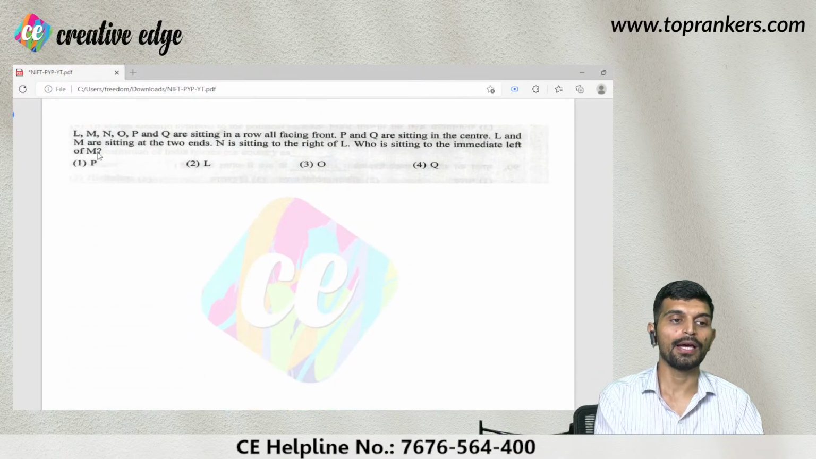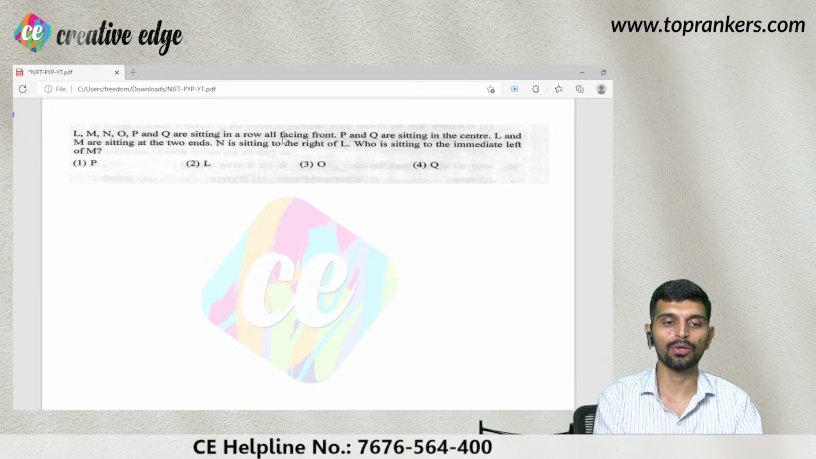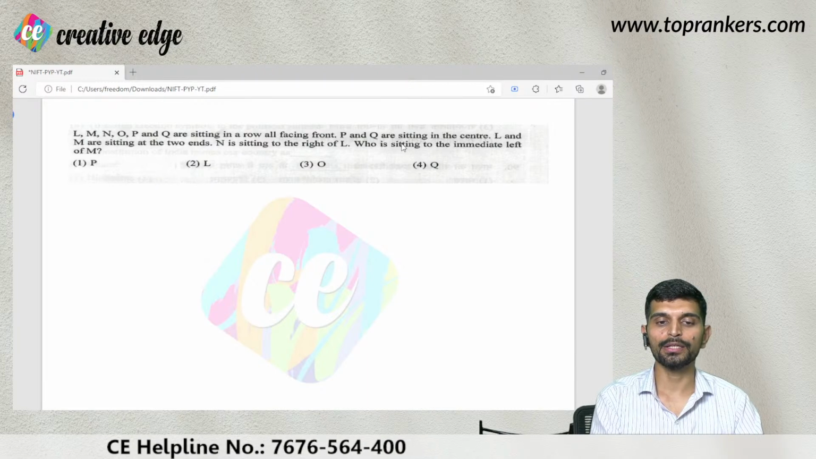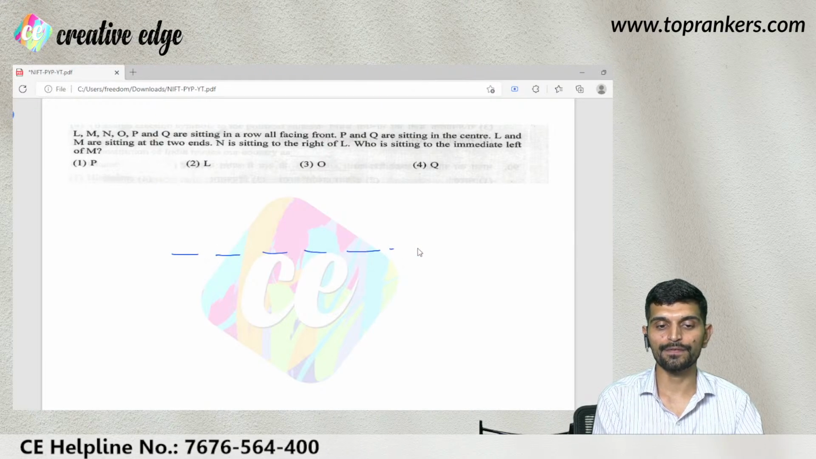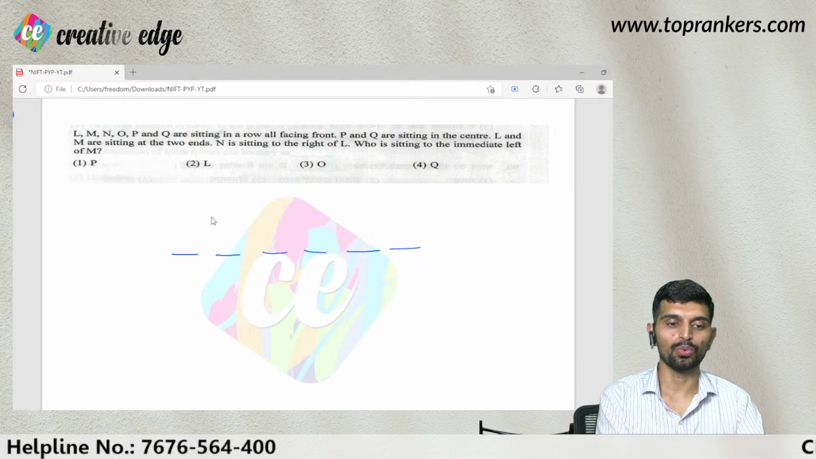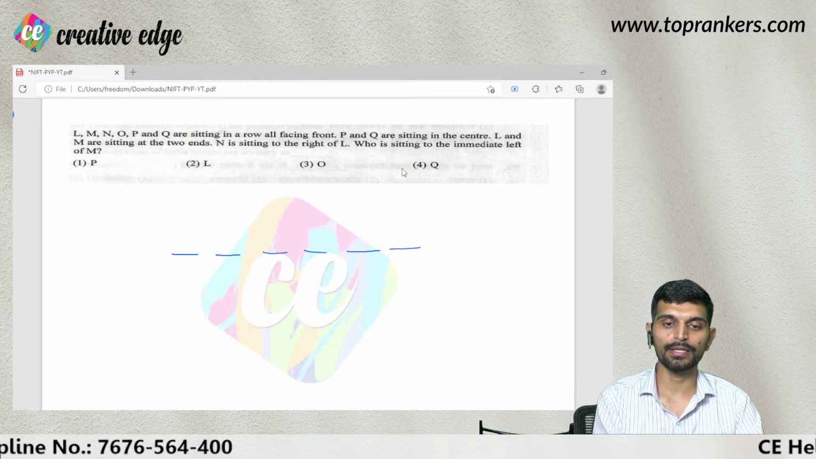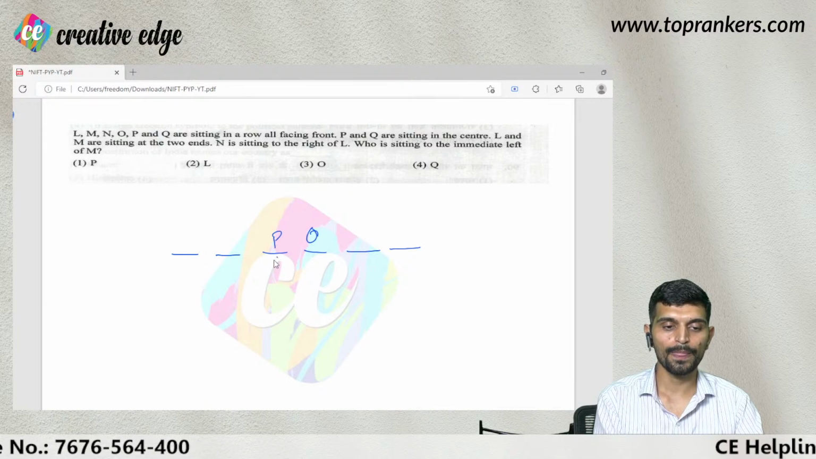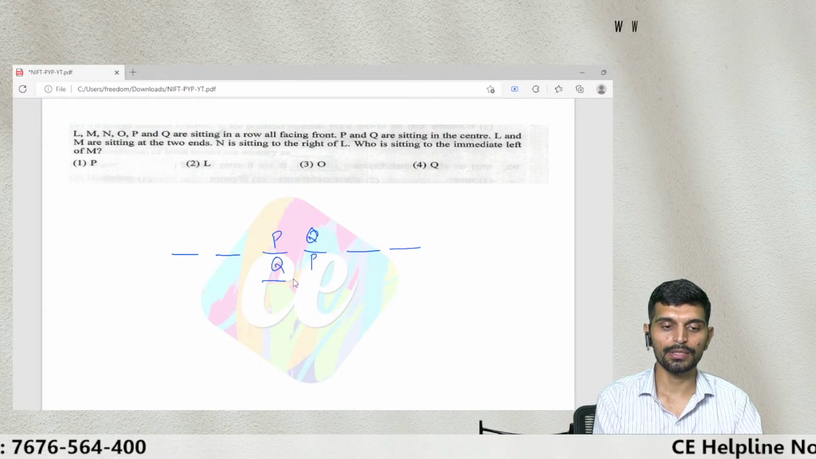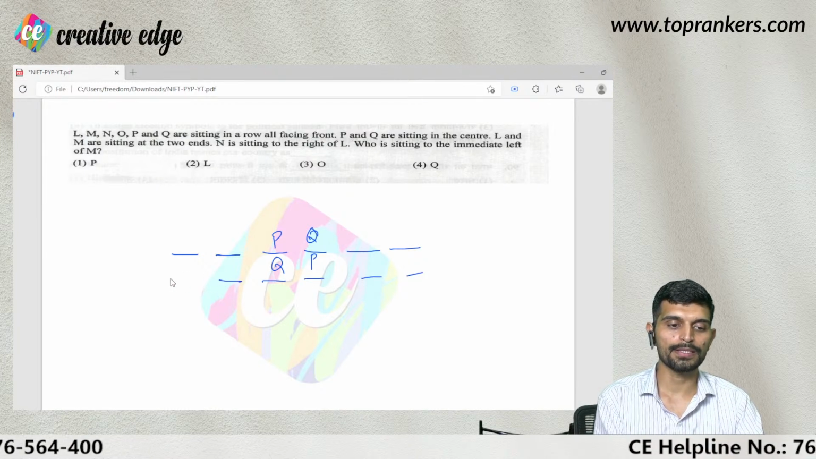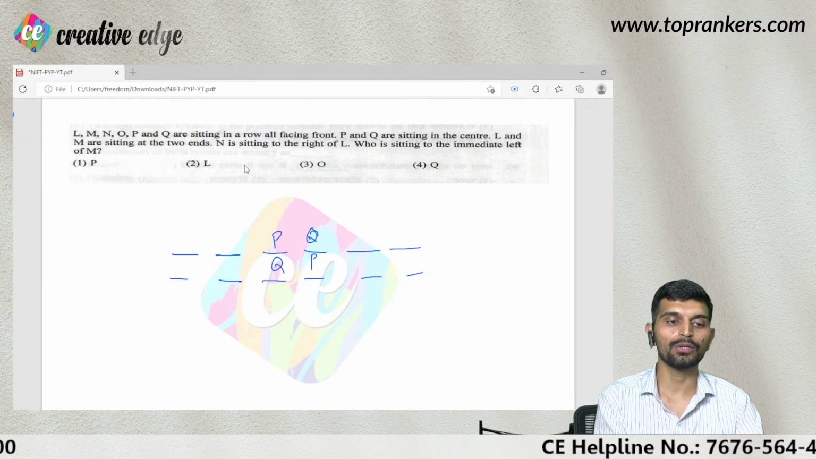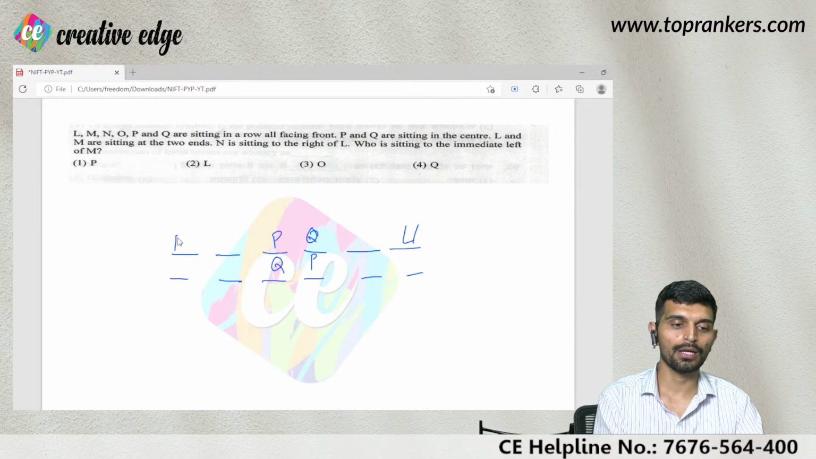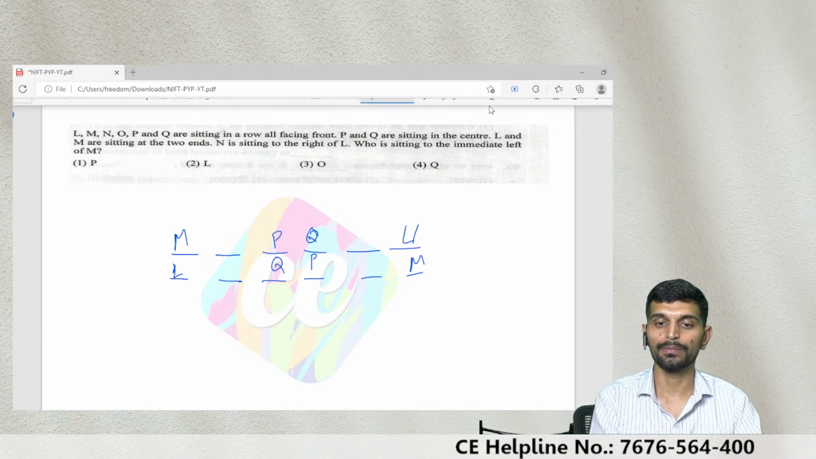Next, we have L, M, N, O, P, Q sitting in a row, all facing front. P and Q are sitting in the center. 1, 2, 3, 4, 5, 6. So either this is PQ or this is QP. These are the two possibilities for placing, making P and Q seated in the center. L and M are sitting at the two ends. If L is here, M is here.